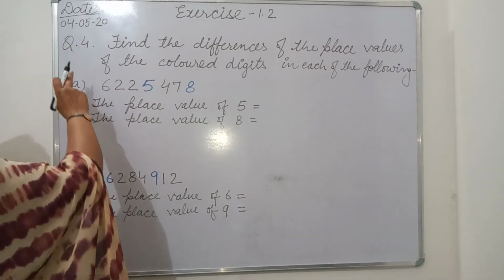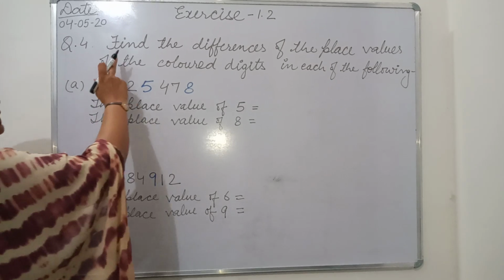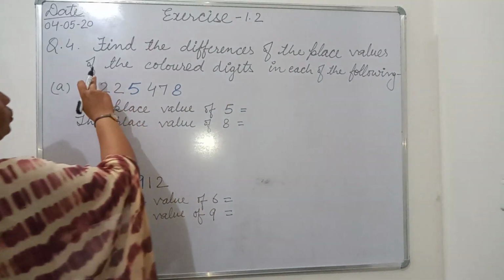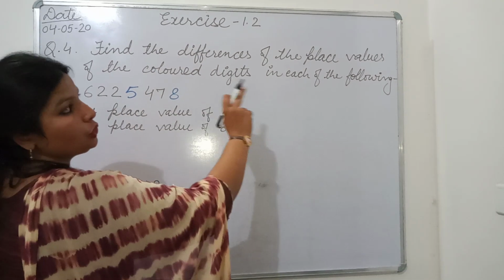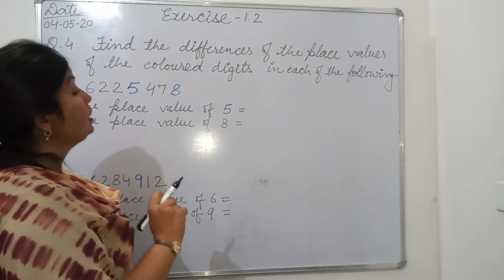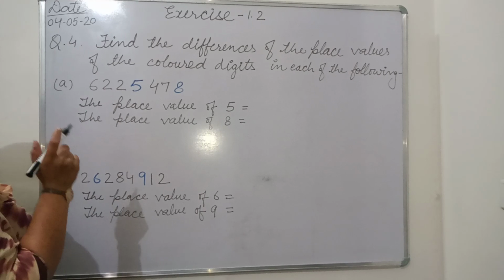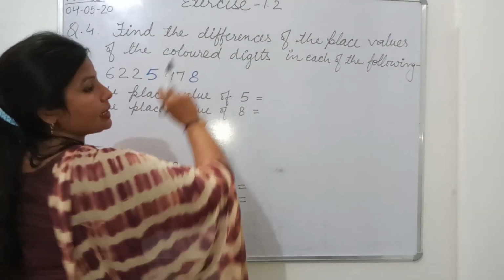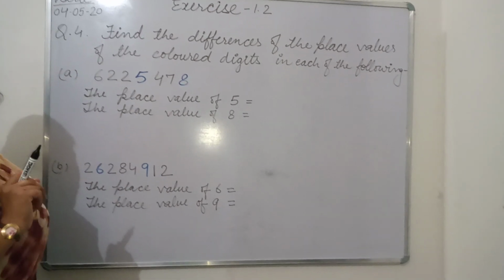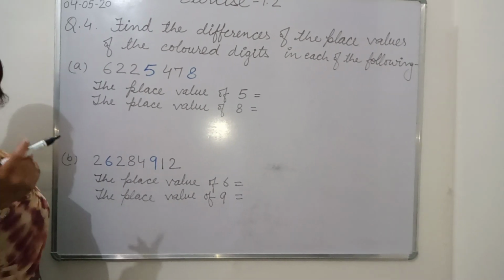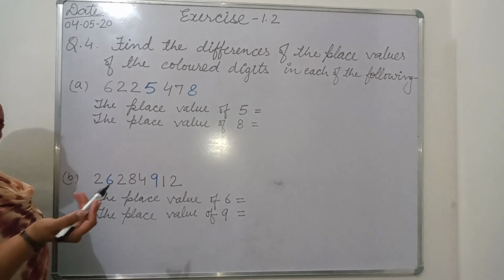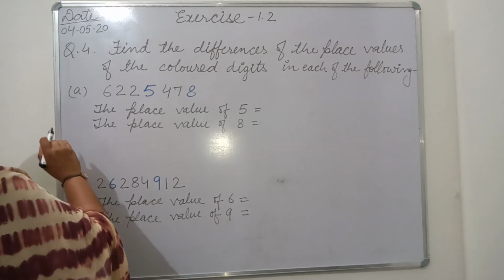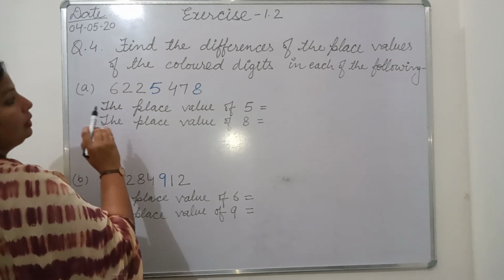Okay. Now question number 4. Find the differences of the place values of the colored digit in each of the following. So in question number 3 we had sum, and in question number 4 we have differences. Means here you have to subtract, and in question 3 you did addition. Okay. So the same process will follow here also. So first we see the A part.